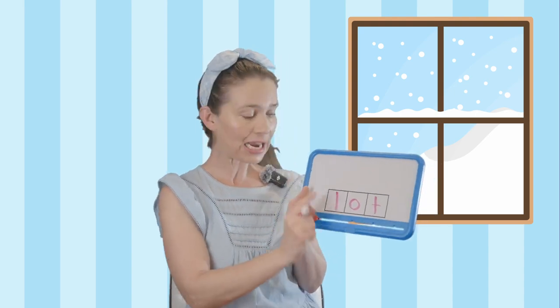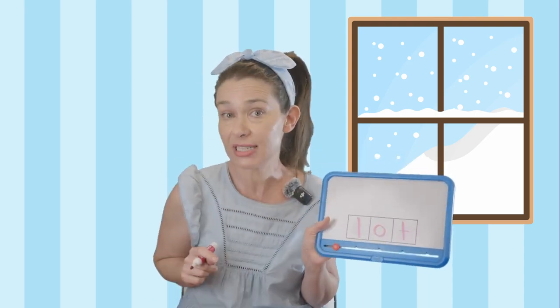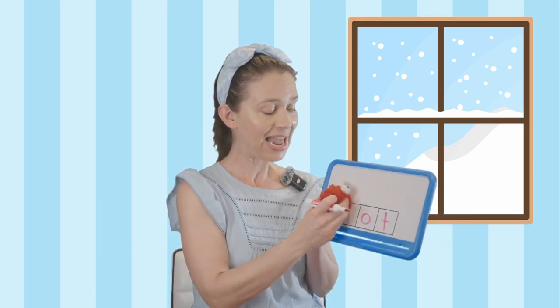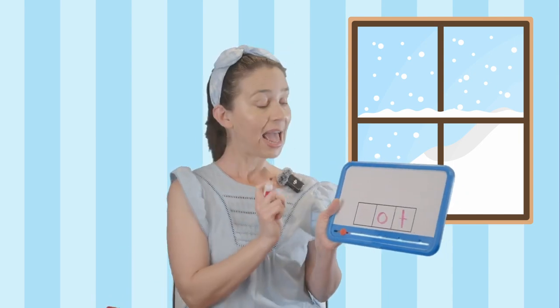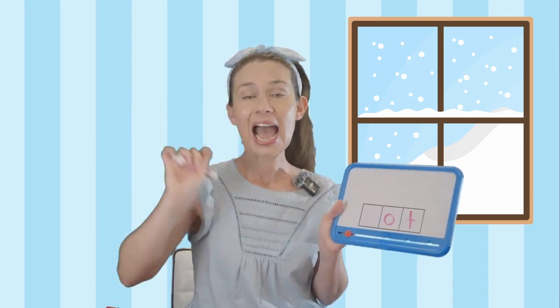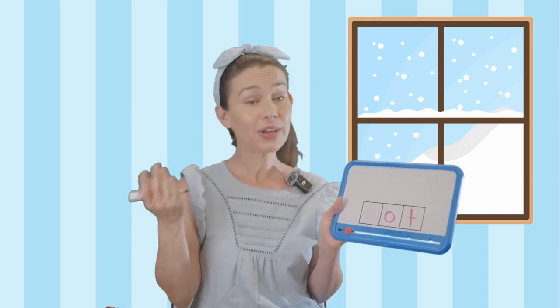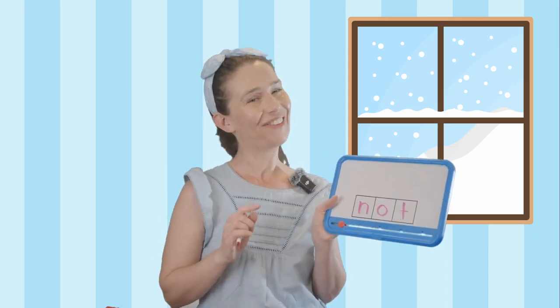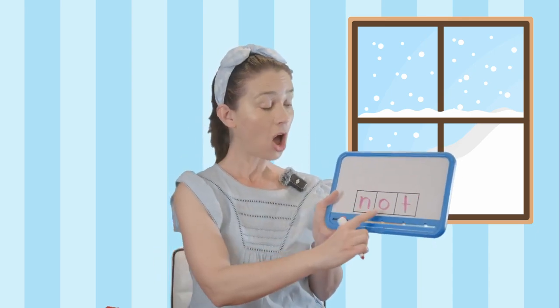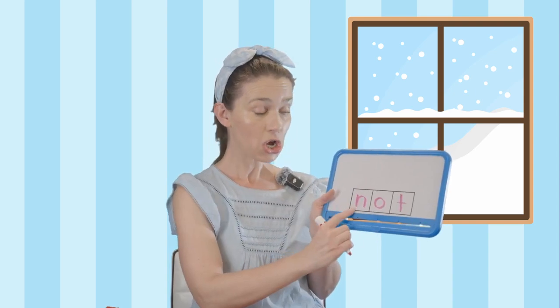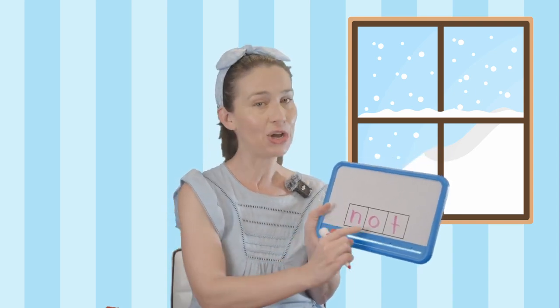Lot. Blend it, lot. But what if I want to make this word not? I don't hear an O at the beginning anymore, so I'm going to go ahead and take that O and change it to an N. I know N is the sound that goes with the letter N, so I'm going to go ahead and put an N in the first box. All right, reading fingers out. N, A, T. Not. Blend it, not.